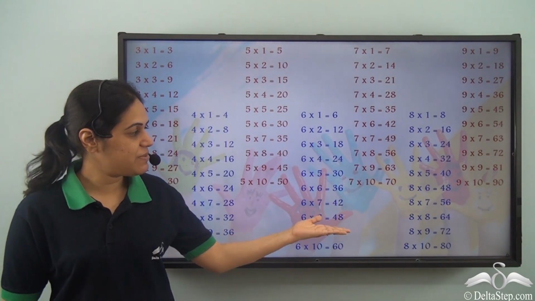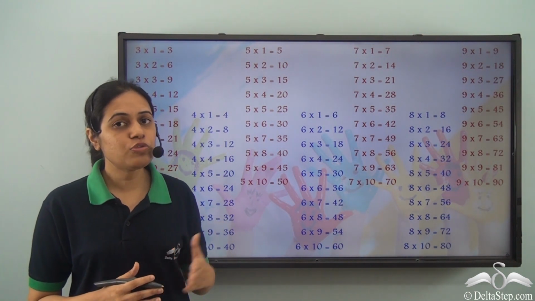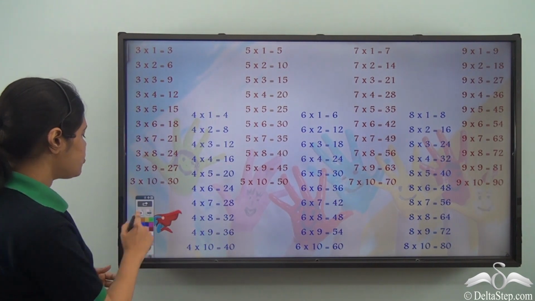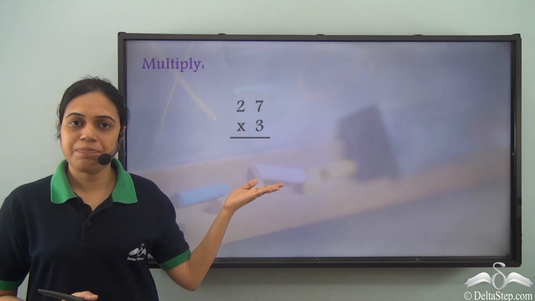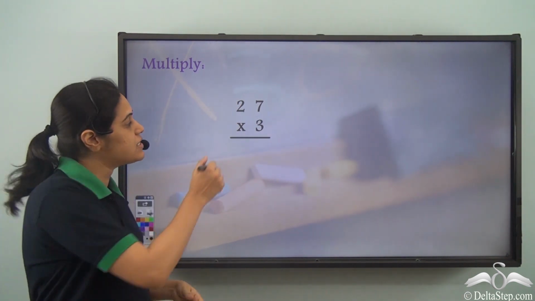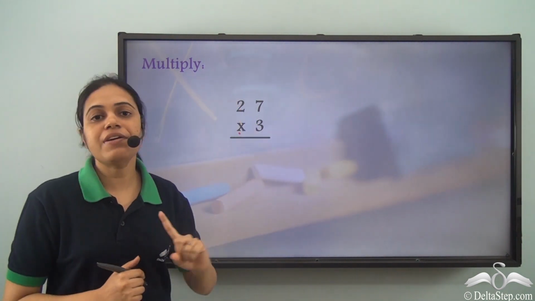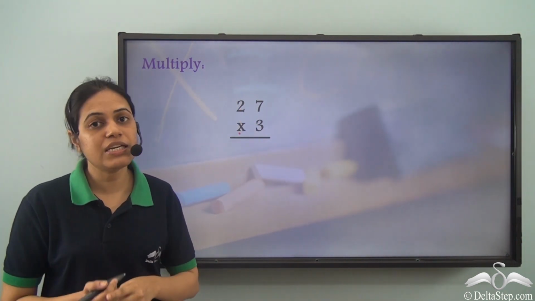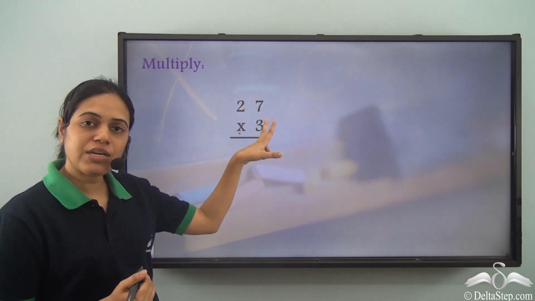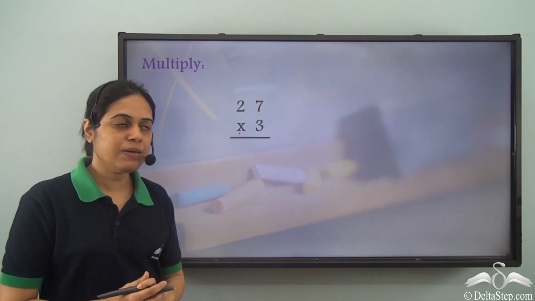We have learned the multiplication tables till 10, and we know that we can use these multiplication tables for multiplying two numbers. So now we need to multiply these two numbers here, 27 into 3. This is the multiplication symbol, into, and 27 into 3. That is 3 times 27. Now we are multiplying a 2-digit number, that is 27, by a 1-digit number, that is 3.